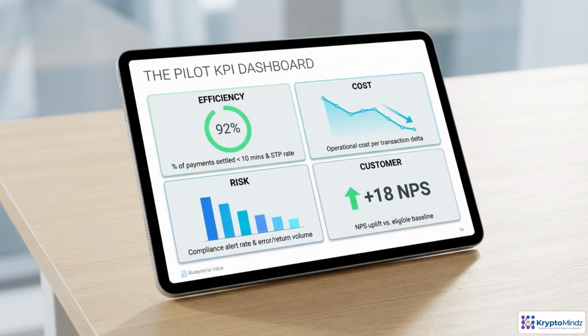When you design KPIs for an on-chain cross-border pilot, group them into 4 buckets: efficiency, cost, risk, and customer. Efficiency is about how many payments settle quickly and straight through without manual touch. Cost focuses on the true operational cost per transaction, including liquidity, exceptions, and investigations. Risk covers compliance alerts, errors, and returns. If those spike, your model isn't scalable. Customer is the payoff. Faster, more transparent payments should show up as higher NPS or satisfaction for key segments.